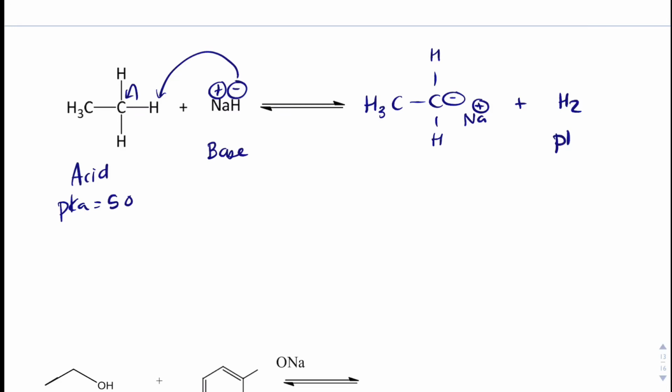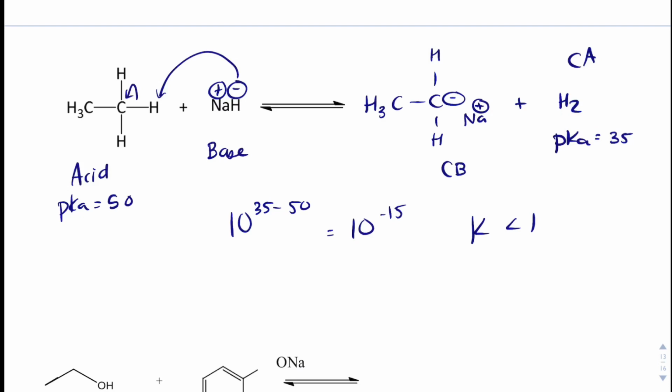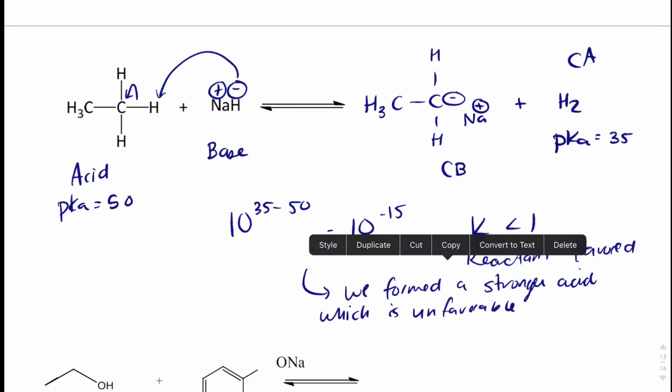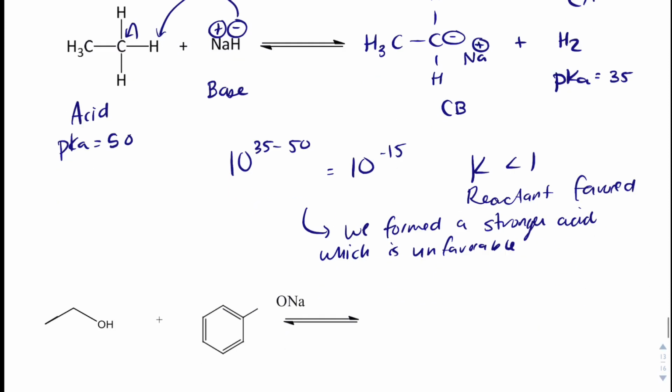This pKa is 50. This pKa for my conjugate acid is 35. We'll take 10 to the 35 minus 50. We get 10 to the minus 15. This is one quadrillionth, I believe. So K is less than 1. So this is going to be reactant favored. We formed a stronger acid, which would be unfavorable.